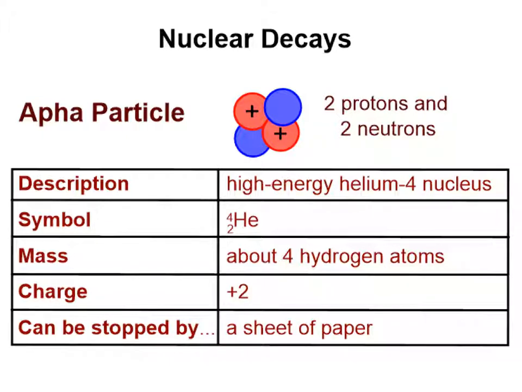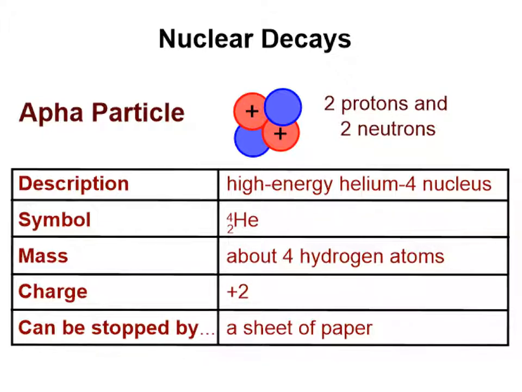Remember, when a nucleus is unstable, it can decay, and we are going to look at three of the ways that it could decay. It could emit an alpha particle. What's an alpha particle? Well, an alpha particle kind of looks like this. It looks a lot like the helium atom. It's a particle with two protons and two neutrons. It's very high energy, and it is essentially the helium nucleus.